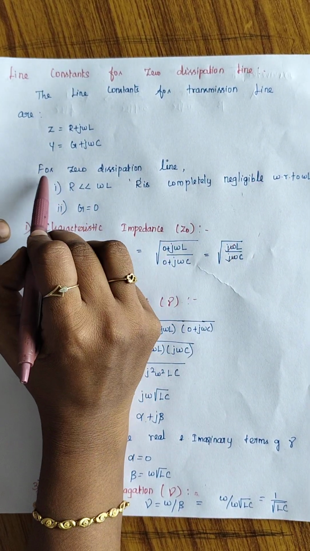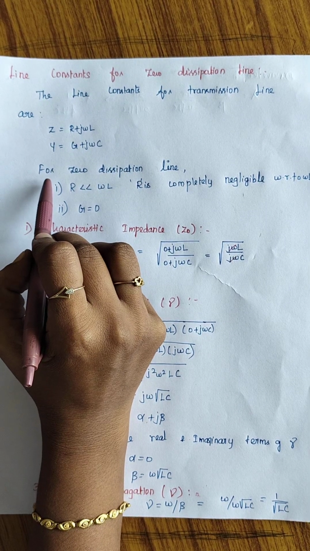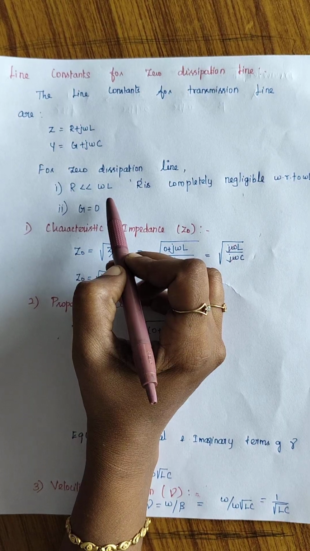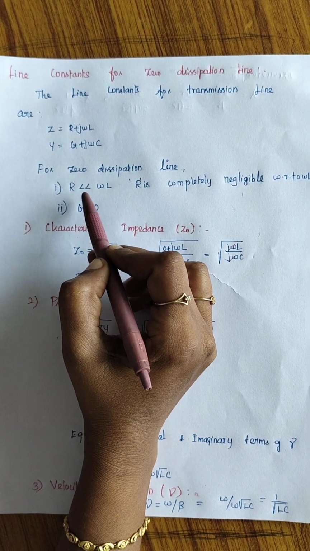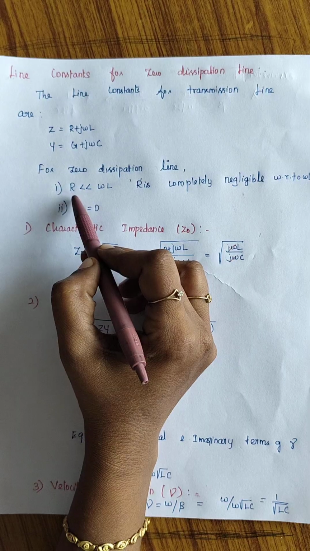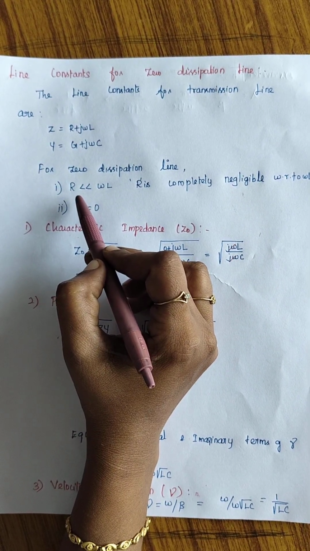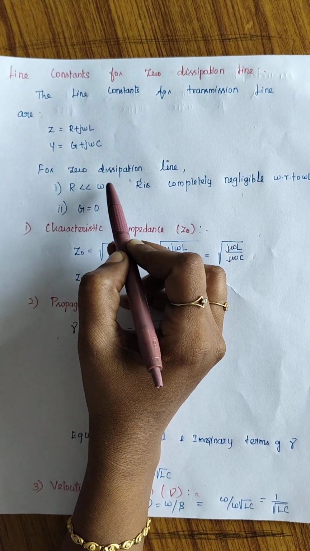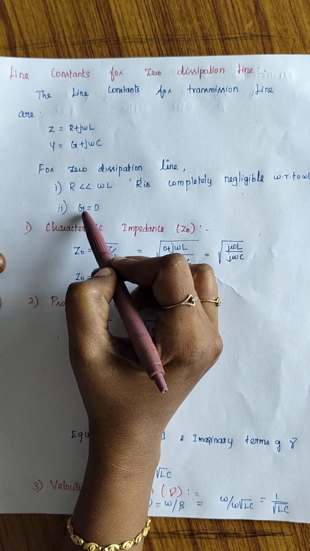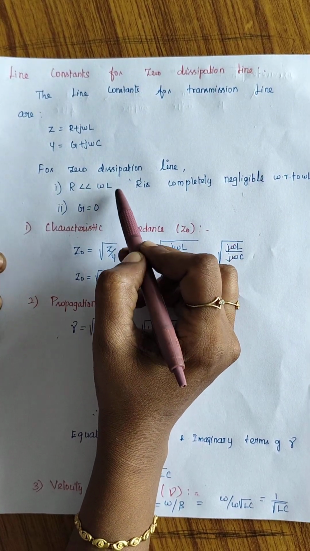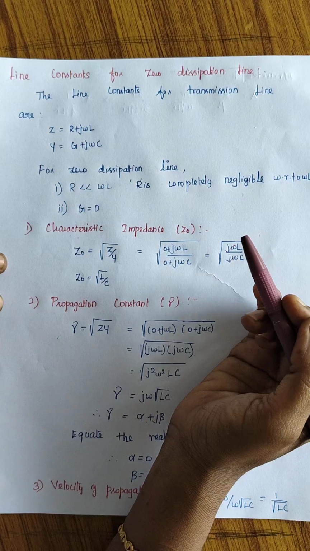Now we have to find the condition for a zero dissipation line. By using the skin effect, we derive some conditions. The resistance value is completely negligible with respect to inductance, and the conductance value should be equal to 0. By using these conditions, we have to find out the line constants.